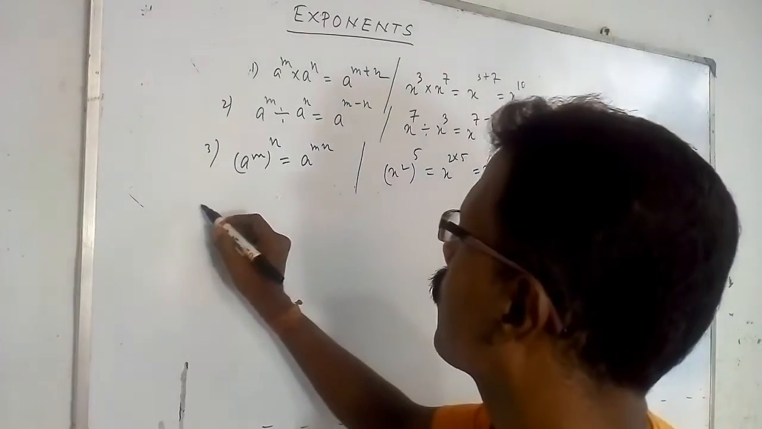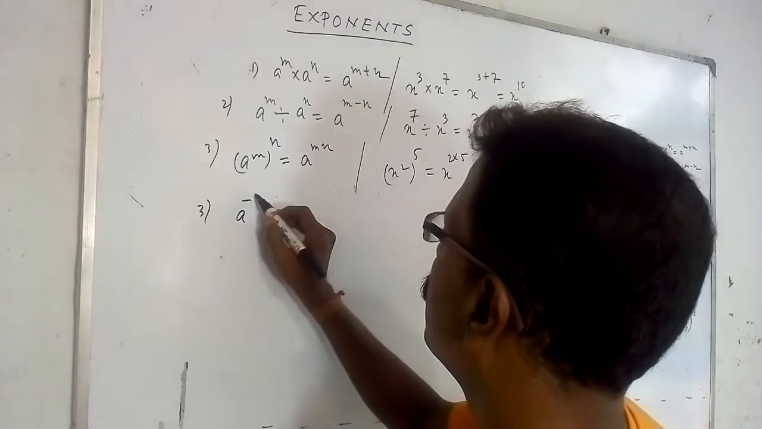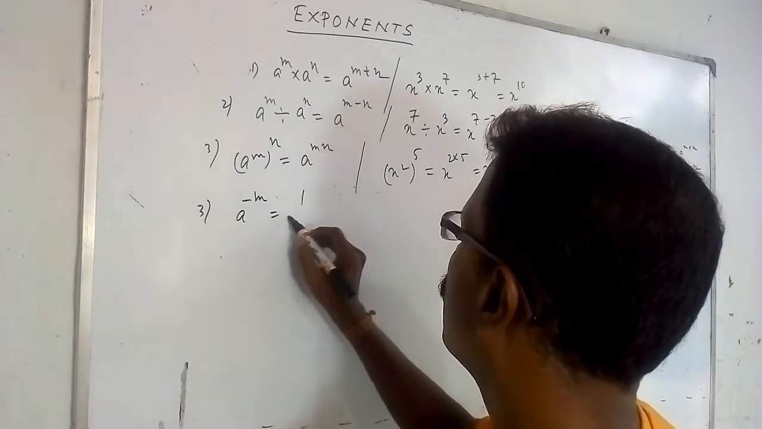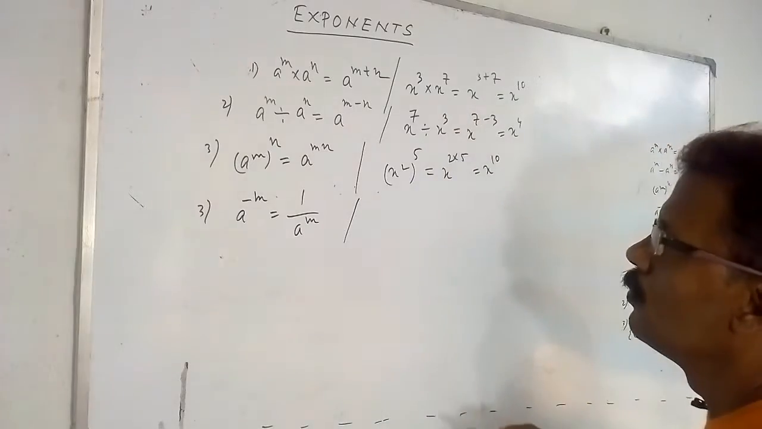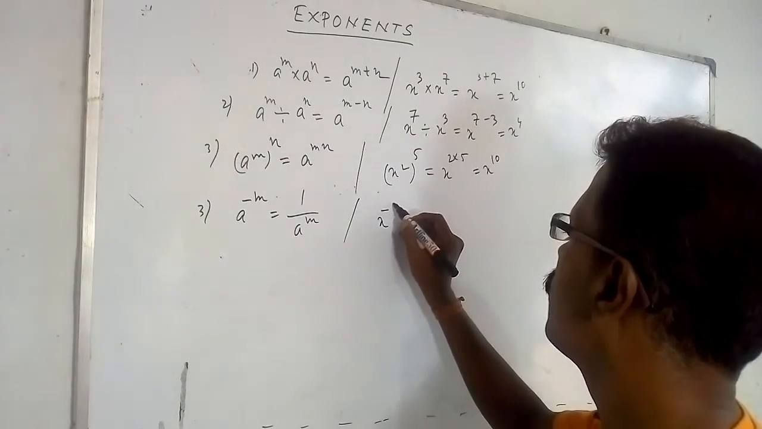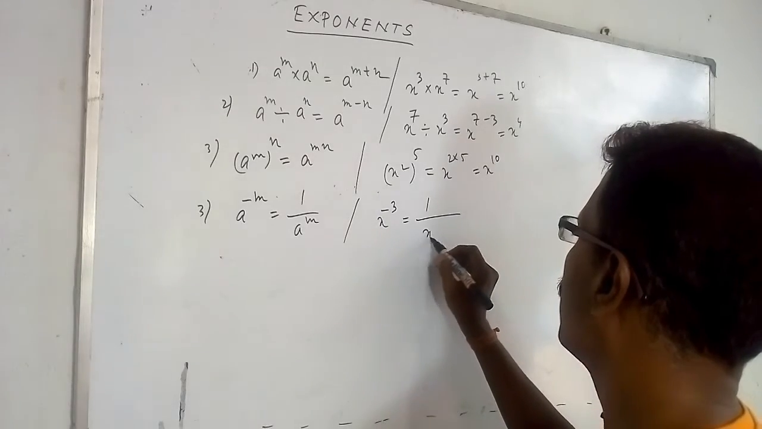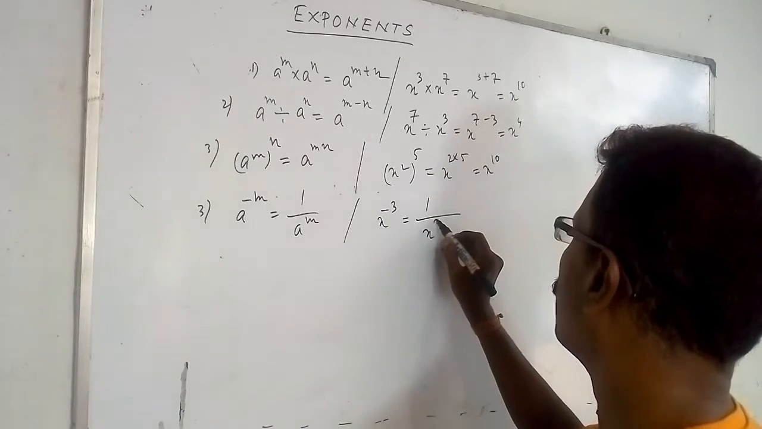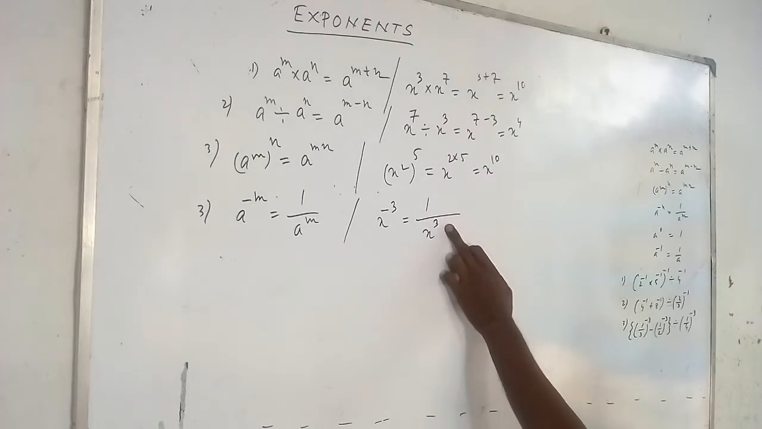Now a to the power minus m is equal to 1 by a to the power plus m. Now the example is, let's say x to the power minus 3. Now what is the result? It is 1 by x cube. It does mean that 1 by x to the power 3.